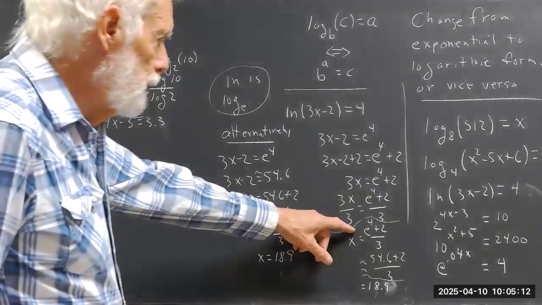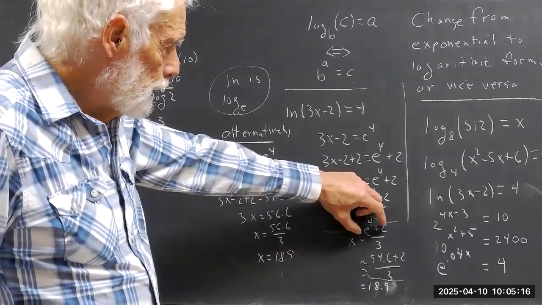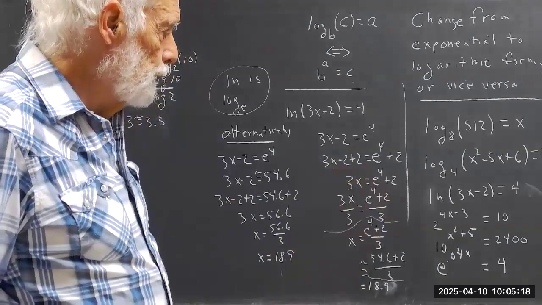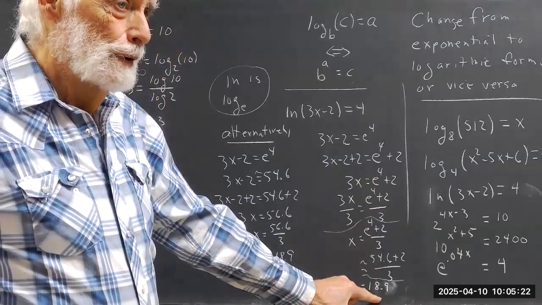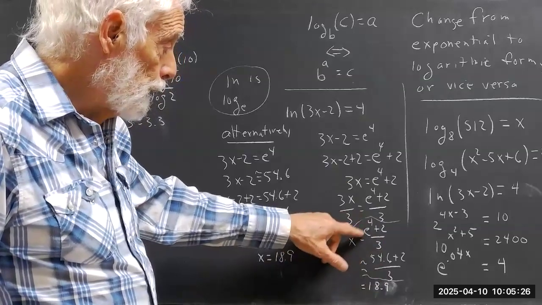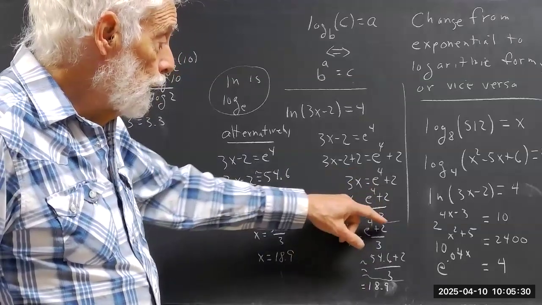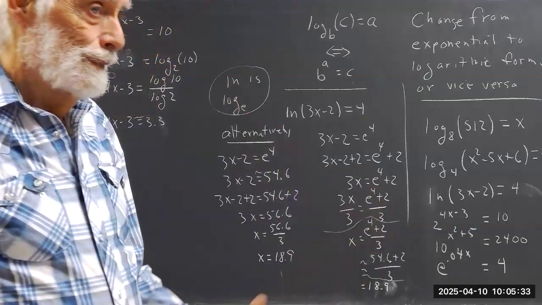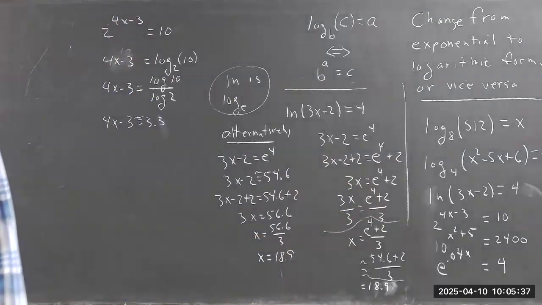If you don't round off e to the fourth, if you just use your calculator and get exactly what e to the fourth + 2 is and divide by 3, you don't get 18.866. Okay, try that once. Go ahead and plug that in, but don't round anything off. When you get e to the fourth + 2, just take that result and divide by 3. Let's see how that works. Let's see how far off we are.